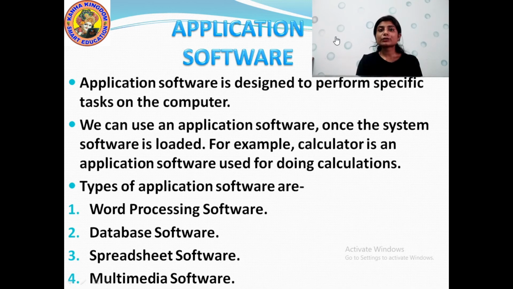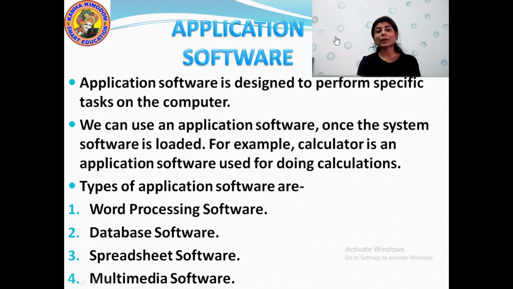We can use an application software once the system software is loaded. I already told you, to use this application software, first of all, you need to load a system software. Until and unless you load a system software, you cannot use application software to work in a computer. First, you have to load a system software. Then only you can use the application software by which you can perform any task you want to in a computer. For example, see, calculator is an application software used for doing calculations.